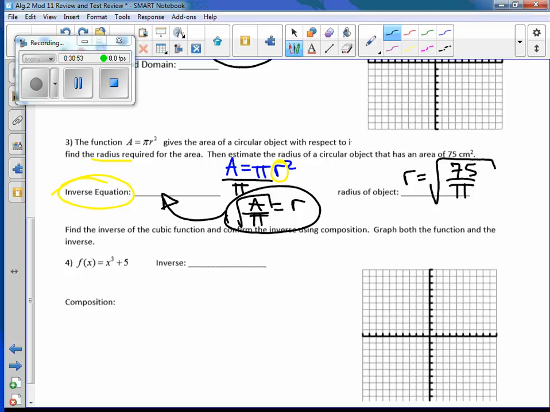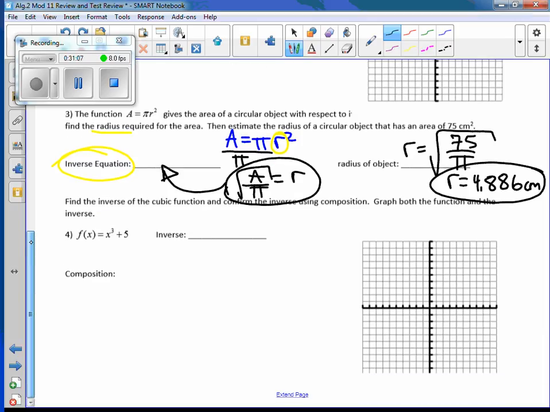So this is what I got. I got the radius is 4.886, and then it's centimeters. Okay, and there you go. All right, so let's go on to the next one. So here we have number 4.